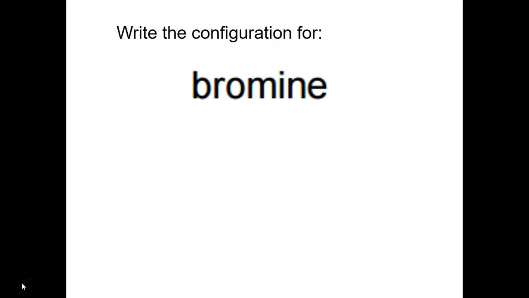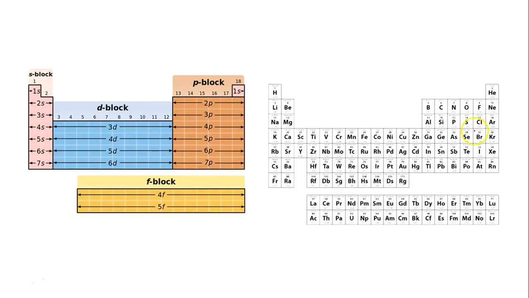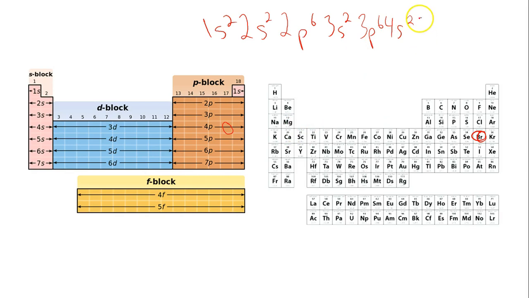Write the configuration, draw the orbital notation for bromine. Bromine's right here. It's in the 4p5, right there. And then we're going to start in the same order. 1s2. We reach the end. We're at row 2, letter S. It's 2 wide. And then row 2, letter P, there's 6 of them. We're up to 3s2, 3p6, 4s2, and then we said it drops down to 3d.